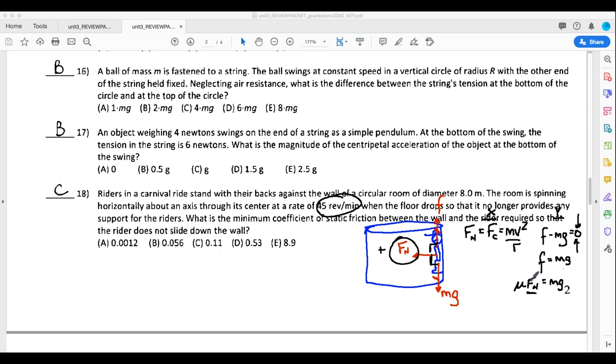So I've got to figure out what I'm going to use for Fn, and that's where this comes into play. So I know what N is. In this problem, eventually we'll see that it ultimately cancels out. And I'm solving it for mu. Let's go ahead and make that substitution. This becomes mu times mv squared over r is equal to mg. And if we do that, then we can see the mass of the rider cancels out.